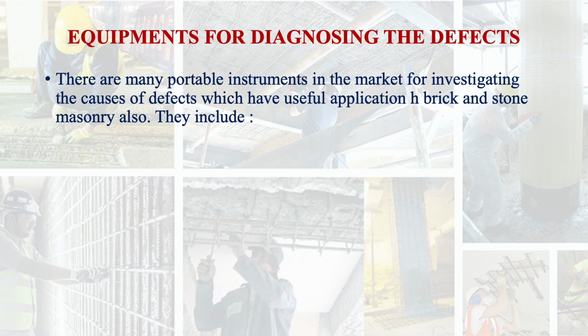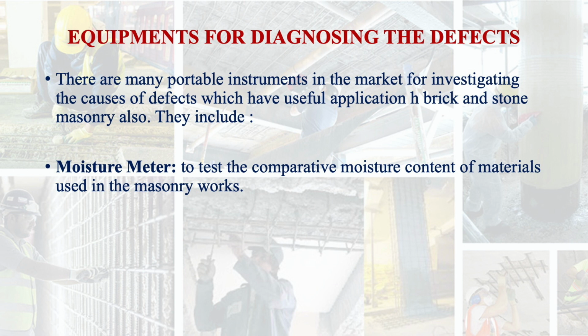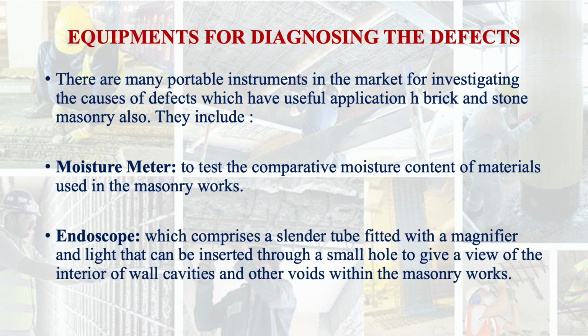There are many portable instruments in the market for investigating the causes of defects which have useful application in brick and stone masonry. These include moisture meter. You can use it to test the comparative moisture content of materials used in masonry work. Then you can use endoscope. Endoscope comprises a slender tube fitted with a magnifier and light source that can be inserted through a small hole to give a view of the interior of the wall cavities and other voids within the masonry work.